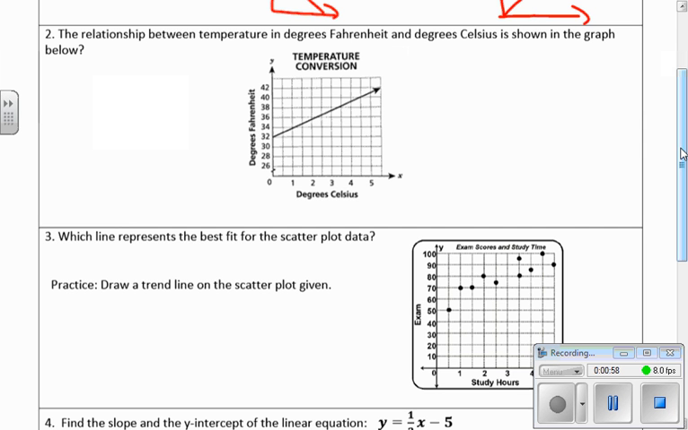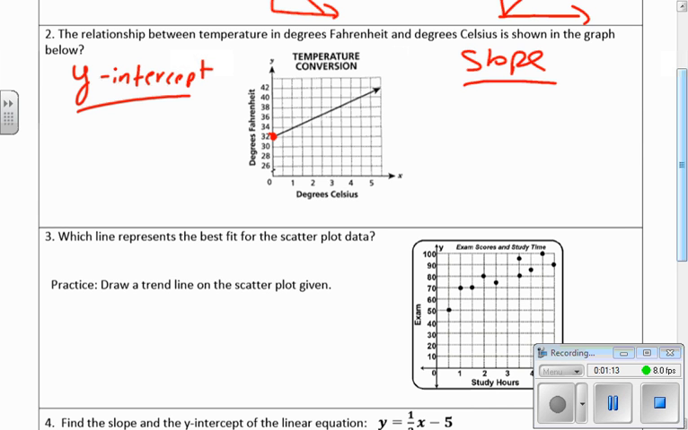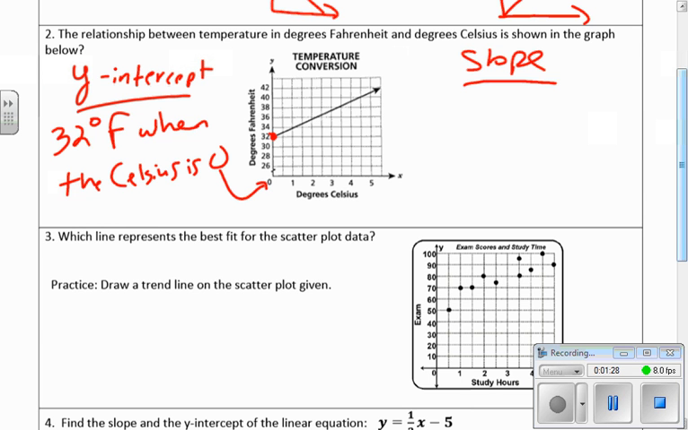This will be the same graph from the test. Just make sure you understand each part of the graph, meaning what the y-intercept represents and what the slope represents. So the y-intercept is the starting point. You can see that it's right here at 32. So that tells you that it is 32 degrees Fahrenheit when the Celsius is 0. That's what the y-intercept is.